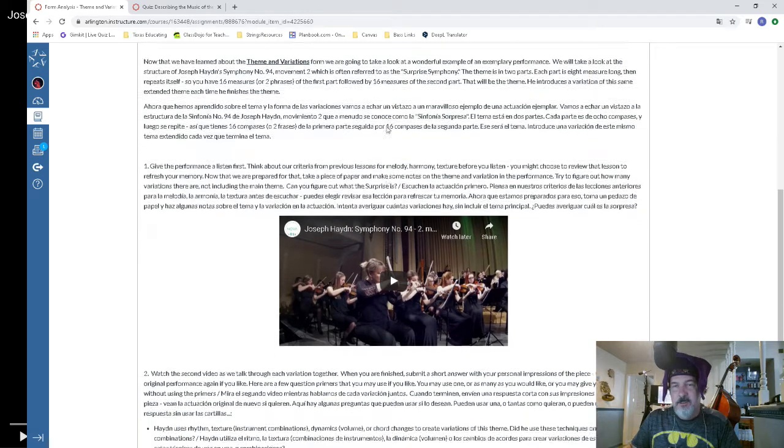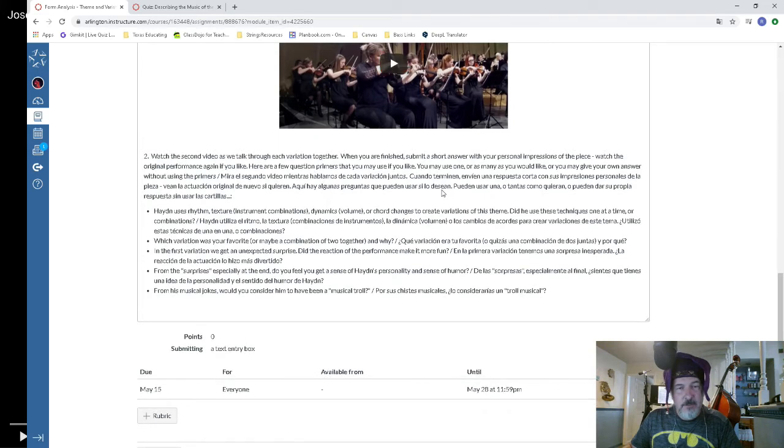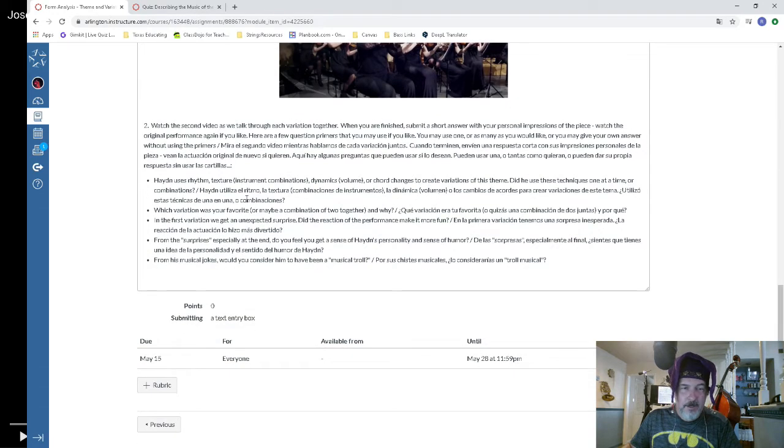As you listen to this, see if you can identify the theme inside the variations. Some of them are pretty obvious and some of them are a little bit more subtle. So here are question primers for your short answer at the end of this page in Canvas. Haydn uses rhythm, texture, which is instrument combinations, dynamics, or chord changes to create variations of this theme. Did he use these techniques one at a time or in combinations? How does he use these things to create his variation?